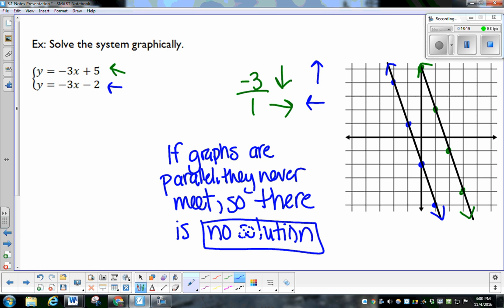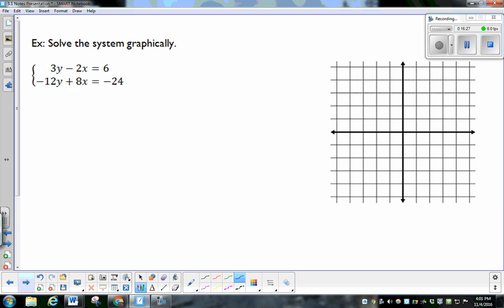You just have to write it like that. All right, so we've got one more, and I think I made it so something weird happens on this next one too. All right, we're going to solve this system graphically. This one we do need to get them in slope-intercept form still. So let's go ahead and do that.